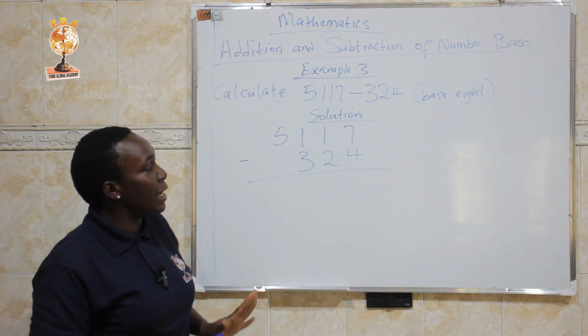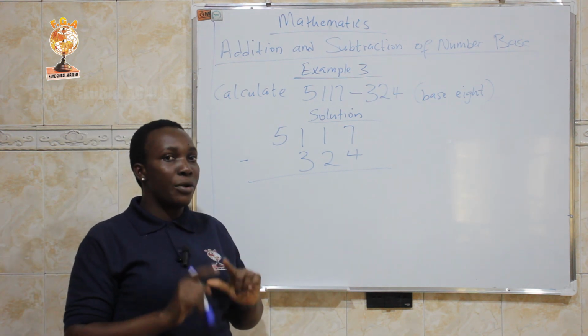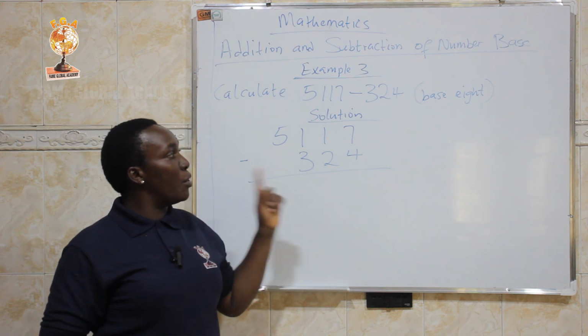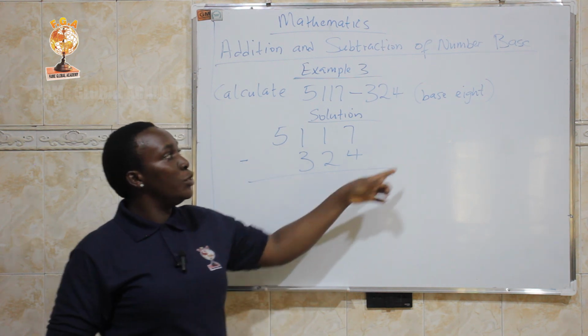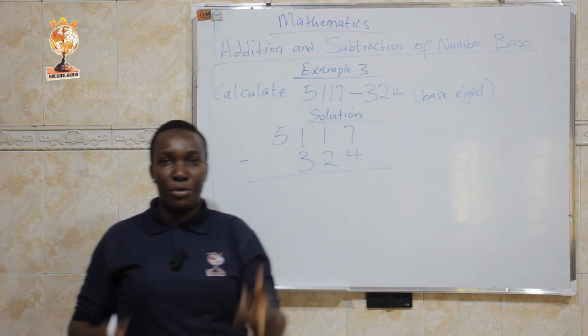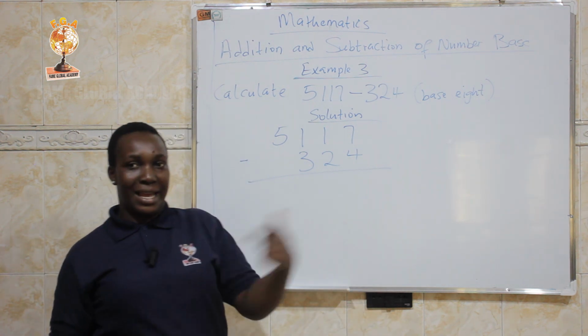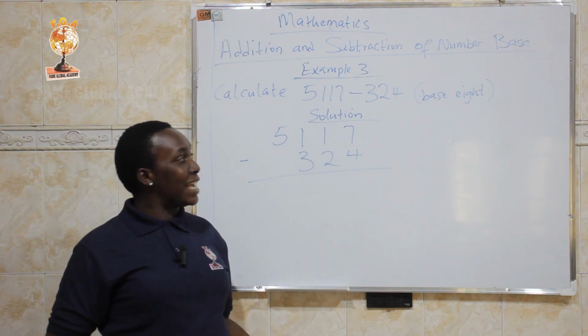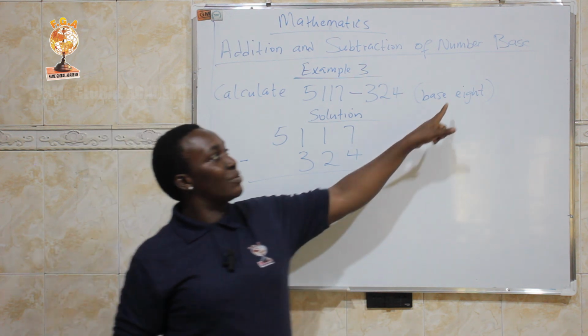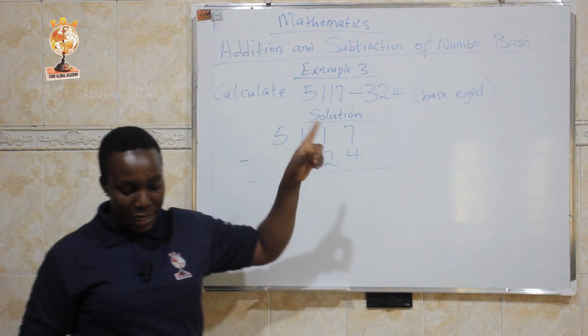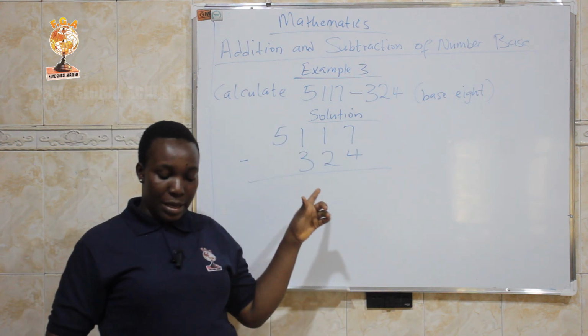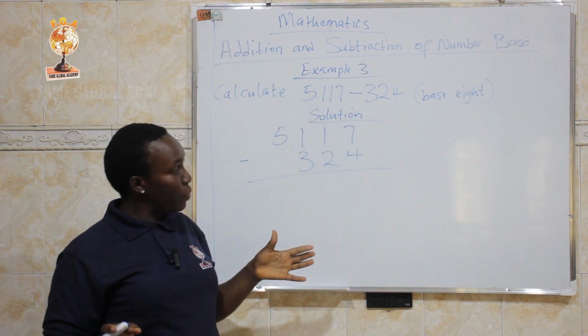But in this case, if we come across that scenario, the borrow that we're going to borrow is going to be the base. In a normal subtraction of numbers, when you are borrowing, you borrow as 10. But in this case, when you are borrowing, you borrow it as 8, because you are working in base 8. I believe we are okay with that.